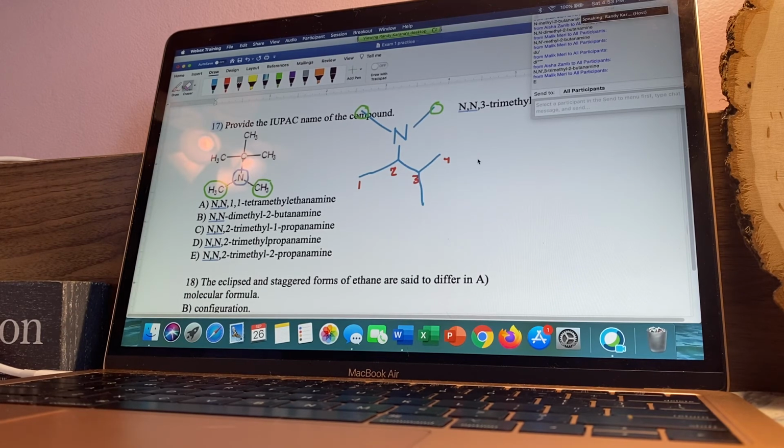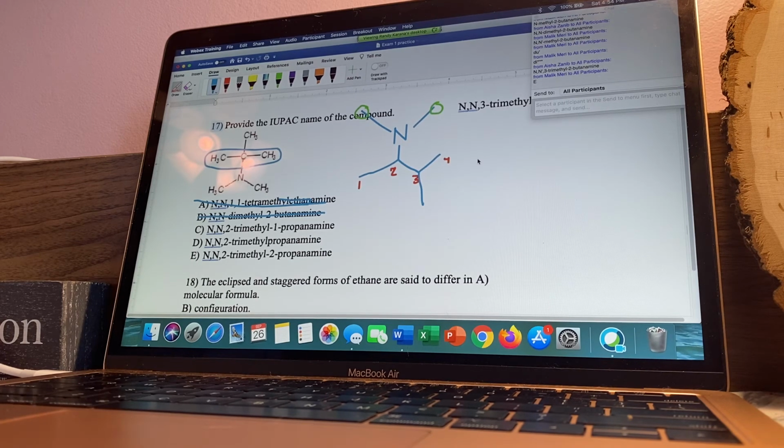So in this case, it might be a little bit harder to spot, but our parent chain is going to be as long as we can make a carbon chain. Remember that as long as the carbon chain includes the amine, as long as it includes the functional group, you're trying to make the longest chain. And the longest you can ever make it is just 3. Okay. So letter A, this says ethanamine, so you can cross that off, right? Letter B, this says butanamine, you can cross this one off.